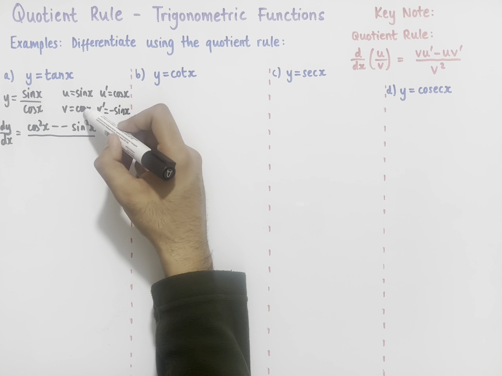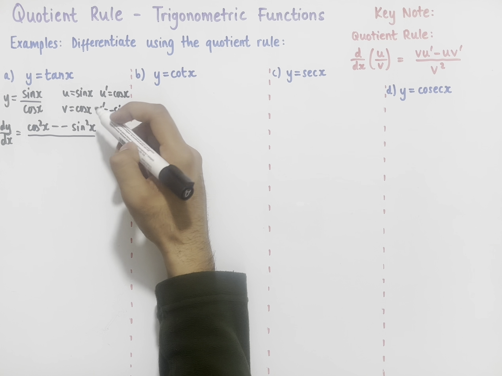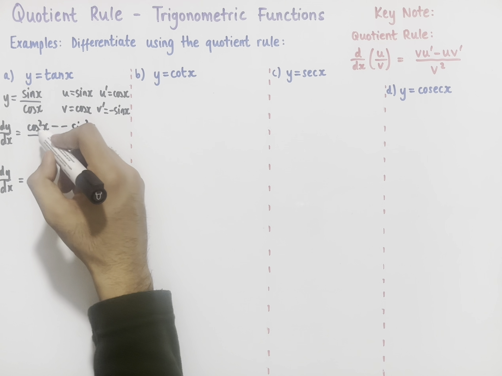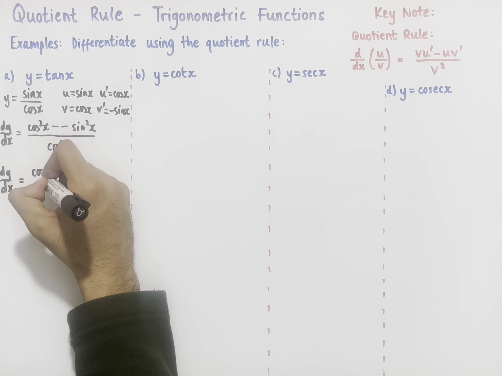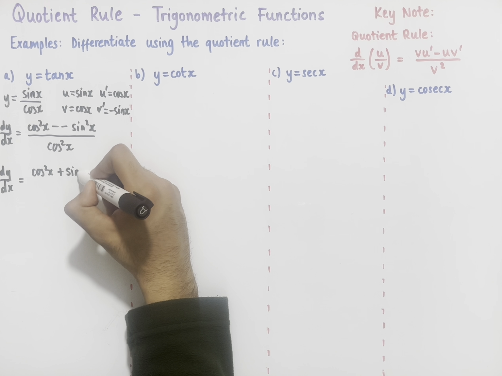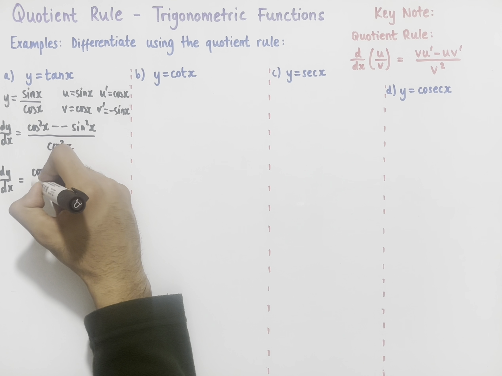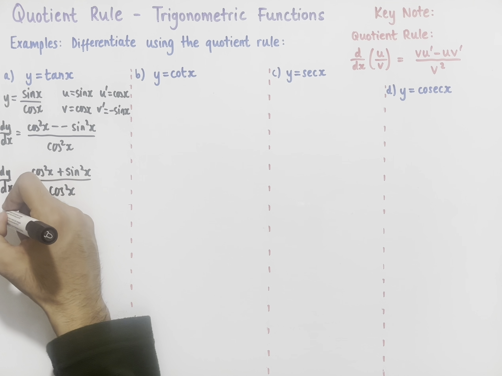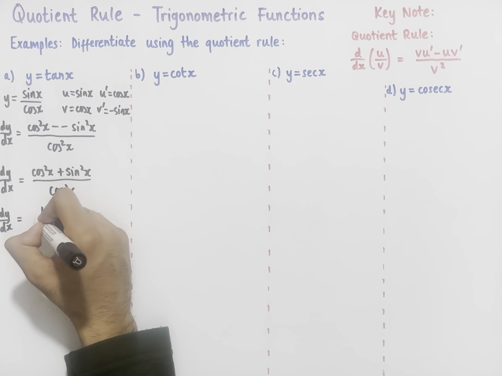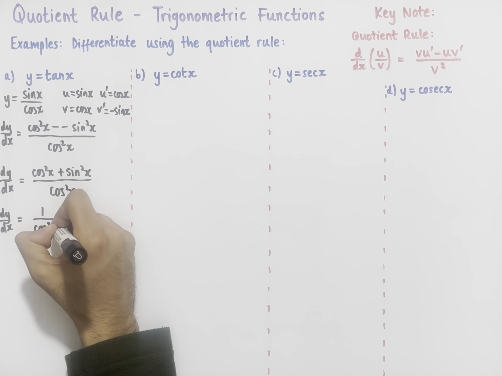In this case, v is cos x, so squaring that gives us cos squared x. And now if we simplify this, we end up with dy over dx equals, and so cos squared x stays the same. We have minus minus sine squared x, which becomes plus sine squared x, all over cos squared x. Using the trigonometric identity that cos squared x plus sine squared x equals 1, we can now rewrite this as dy over dx equals 1 over cos squared x.